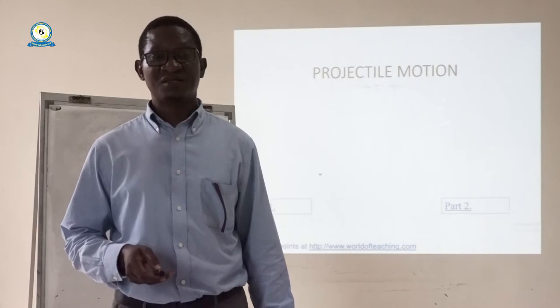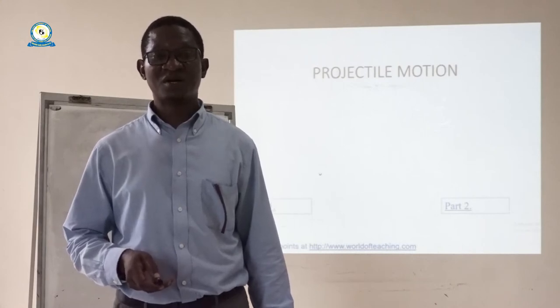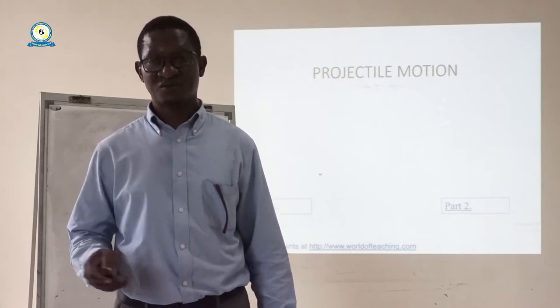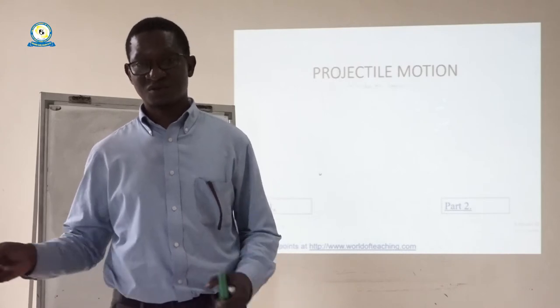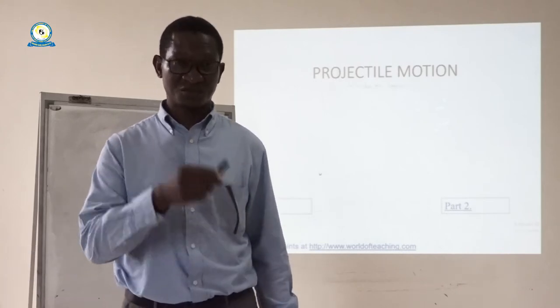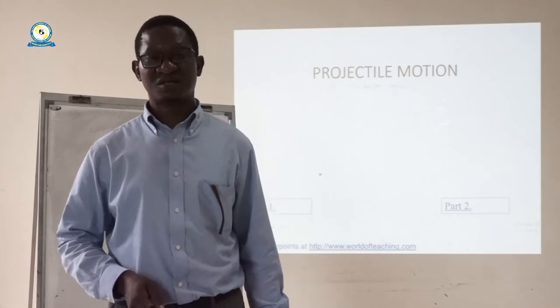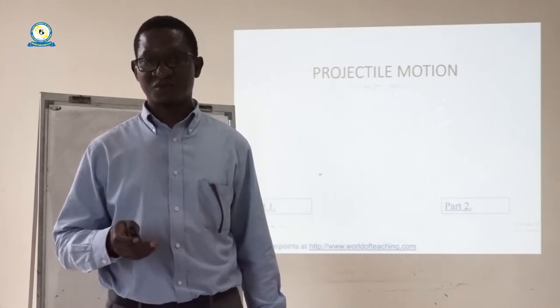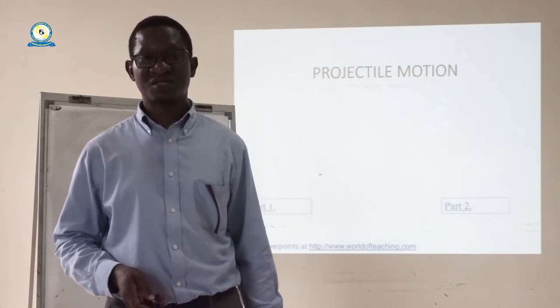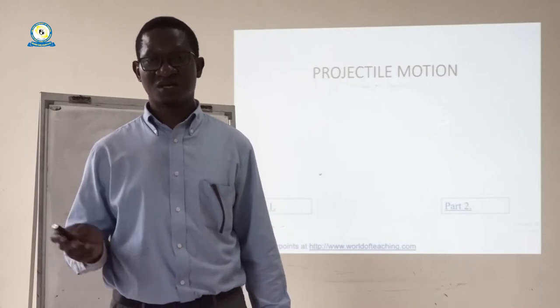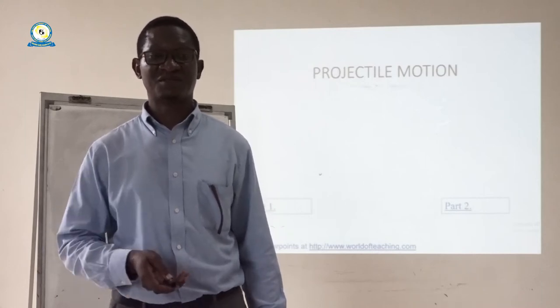I've divided it into two parts, part one and part two. Part one, we'll discuss horizontal motion, and part two, vertical motion, because projectile motion has two kinds of motion, horizontal and vertical motion.